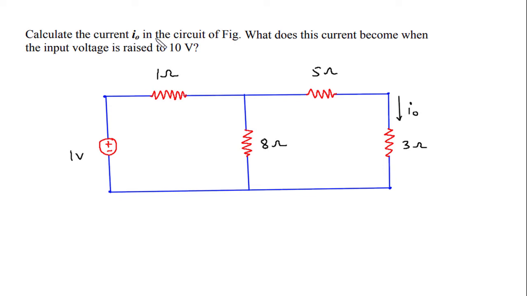Calculate the current I0 in the circuit of figure. What does this current become when the input voltage is raised to 10 volt? Solution.